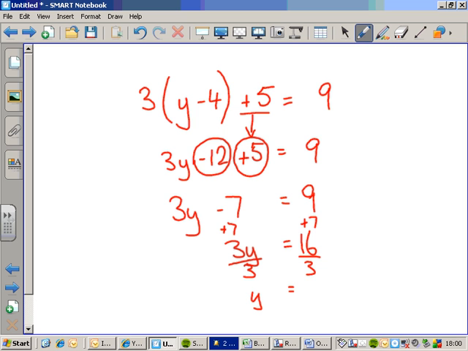How many 3's go into 16? 5 3's are 15. So remainder 1. Remainder 1 over the number we're divided by: 5 and 1/3. There we go. So, one more.